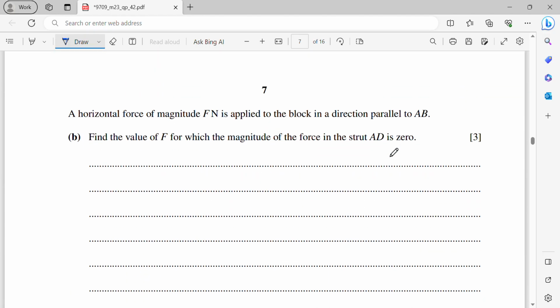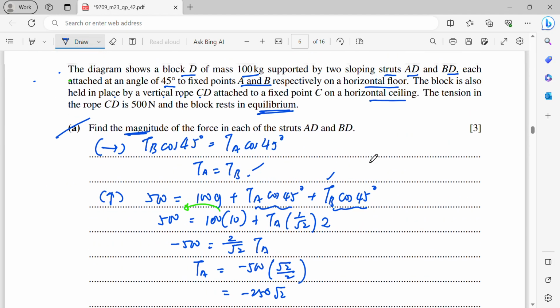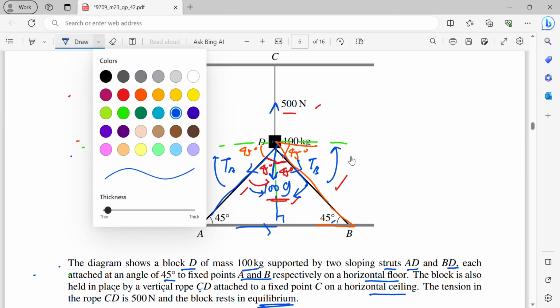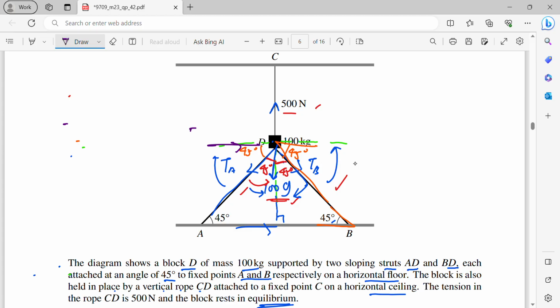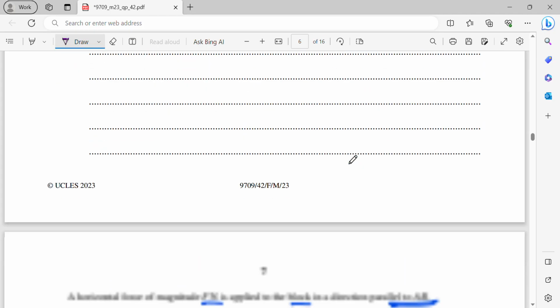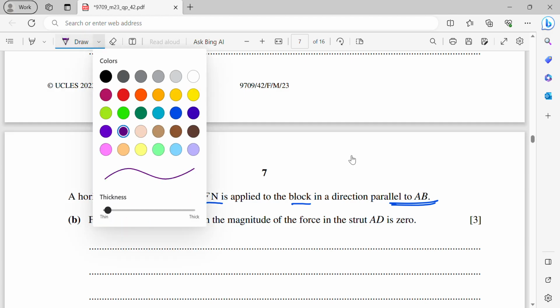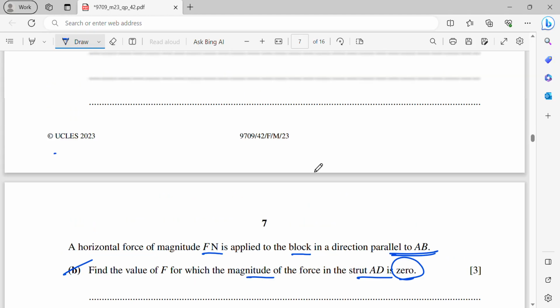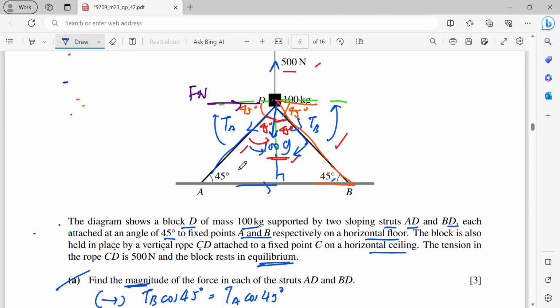Now, a horizontal force of magnitude F Newton is applied to the block in the direction parallel to AB. So let's see where AB is. AB is horizontal, which means now you will have one force here, which is the F Newton. Find the value of F for which the magnitude of the force in strut AD is 0. The strut AD is TA, so you need to find the F such that TA equals 0.